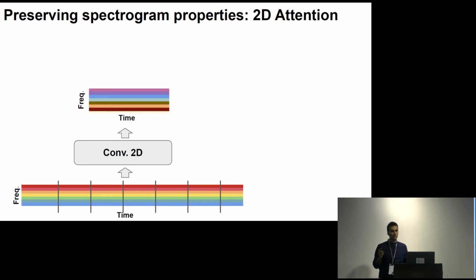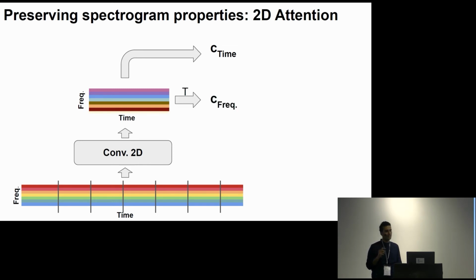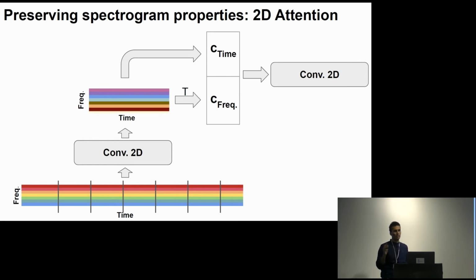We get a new tensor, and from this we compute the usual attention over time, and then a second attention on the frequency by transposing the tensor. So we get 2 context vectors. These are concatenated, and we apply a new bidimensional convolution on this new tensor, and this is the output. So it can capture dependencies on both dimensions and on a long range, because this is attention.